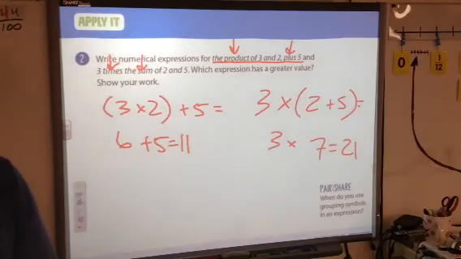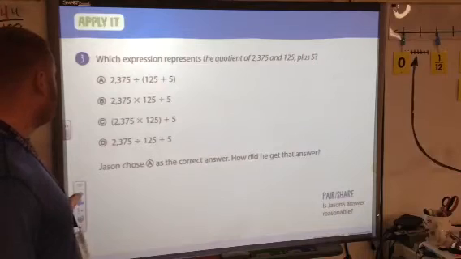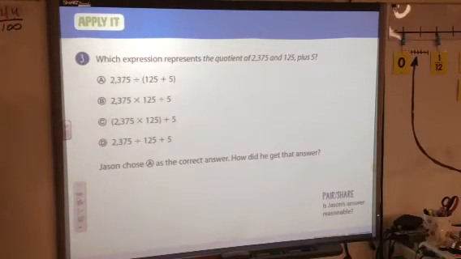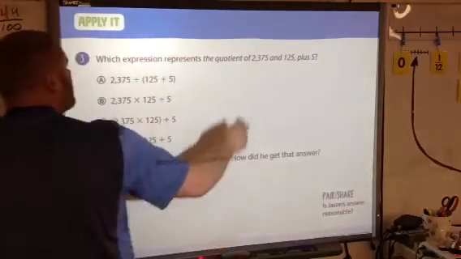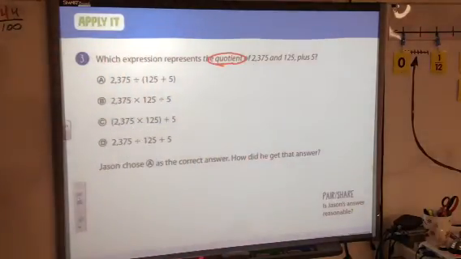Well, yeah, let's do one more. Okay guys, we're going to go to number 3. Number 3. Okay, it says, actually we might do 2 more. It says, which expression represents the quotient of 2,375 and 125 plus 5? So remember, quotient typically means what? The result of division, right?